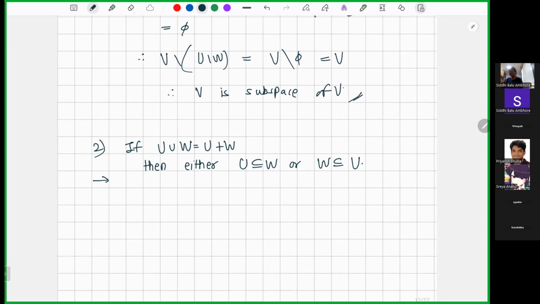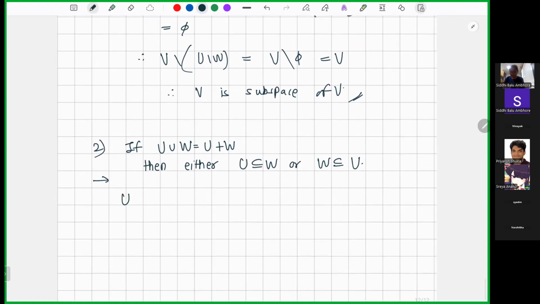But before that, something more we need to understand here. If you look at the statement, it is just symbols: U union W is U plus W. That's it. That's what is given to us. But what does this imply? What does this actually mean?